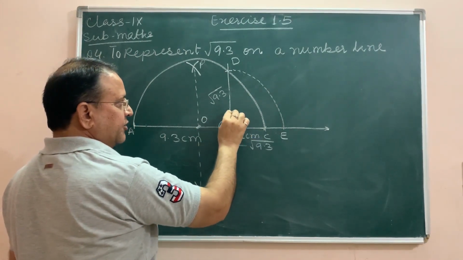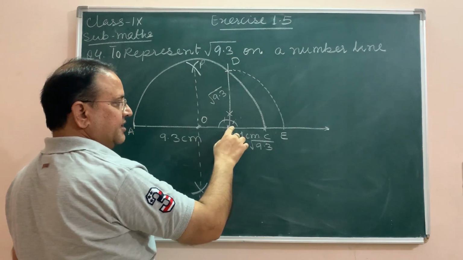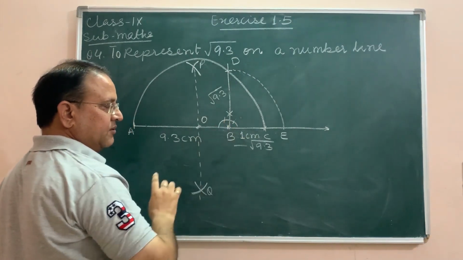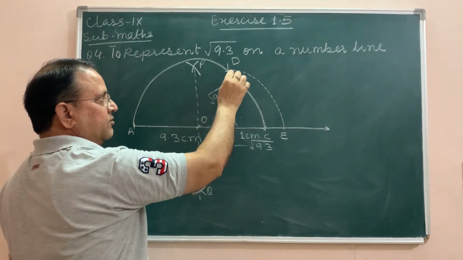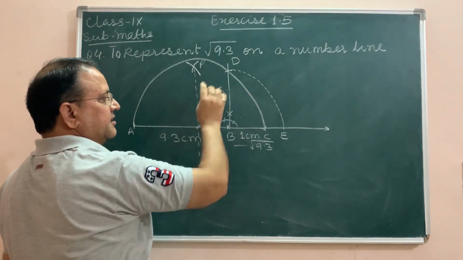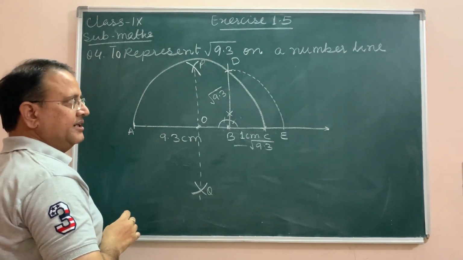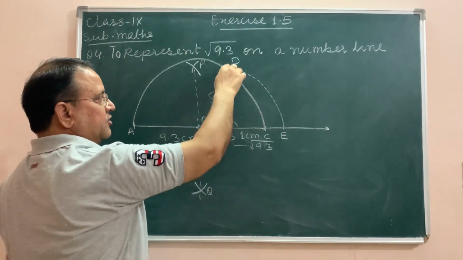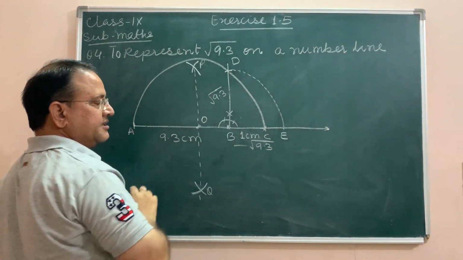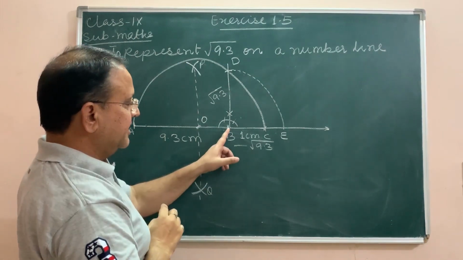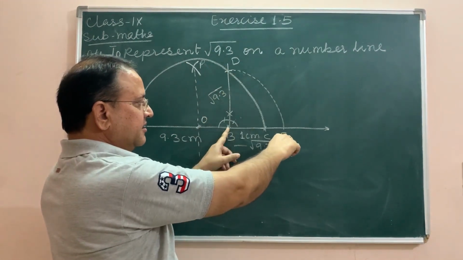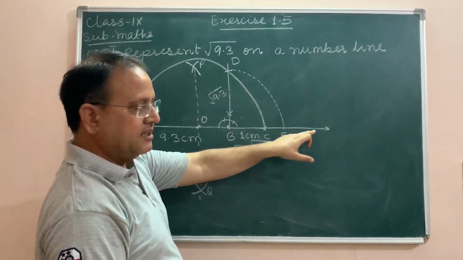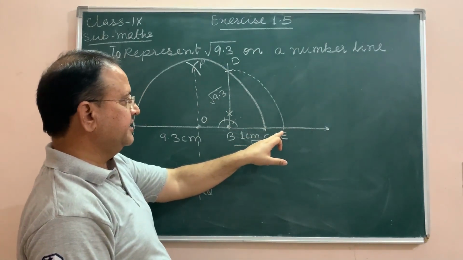Now on B we have to draw a perpendicular either with the help of compass or with the help of protractor. Now the point where the perpendicular will intersect the semicircle, that point we will take as D. So length of BD is square root 9.3. So with B as center and radius equal to BD, we will draw an arc which will intersect the extended line at point E.